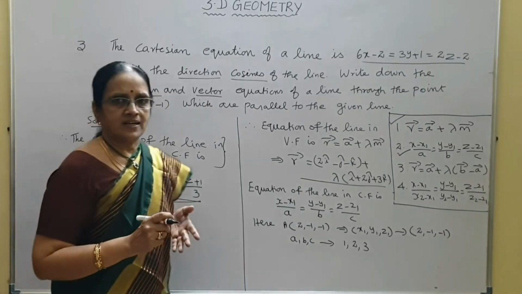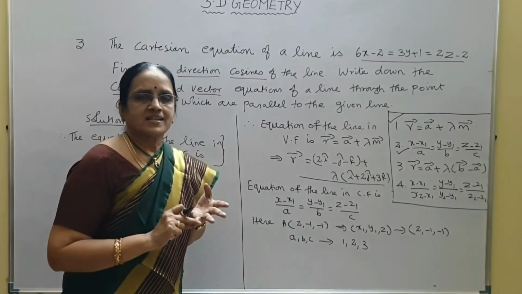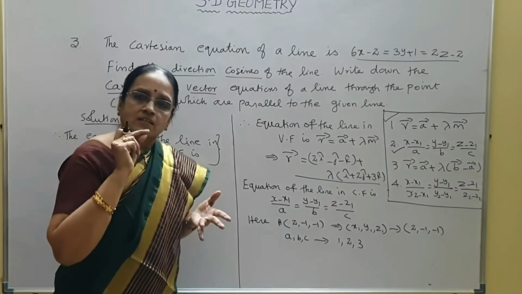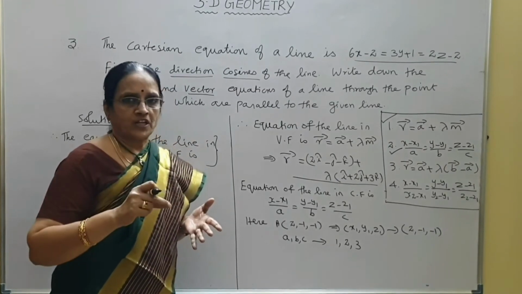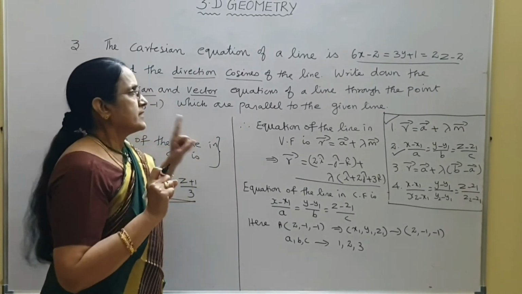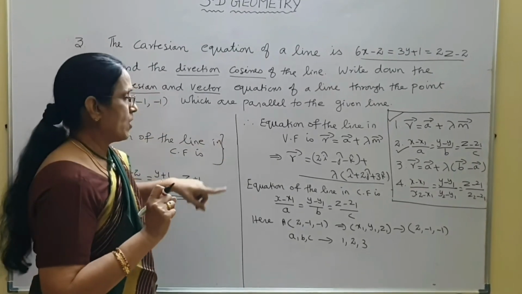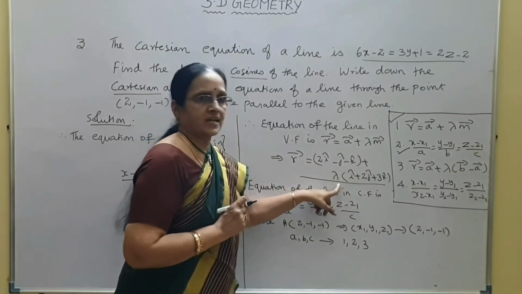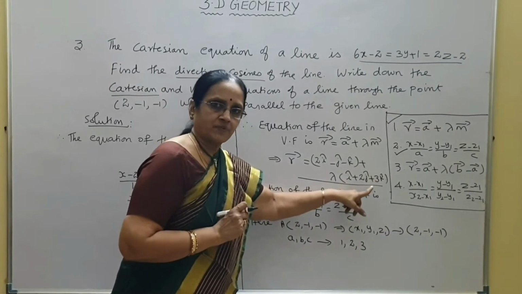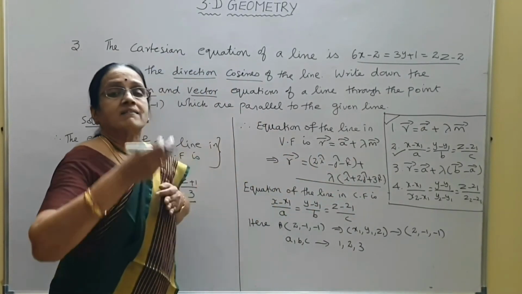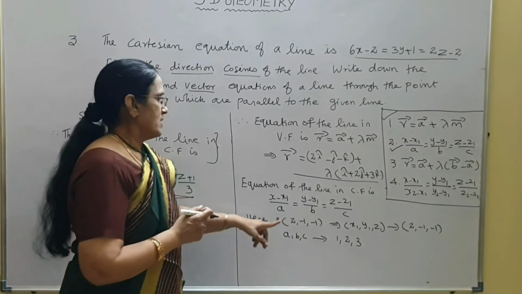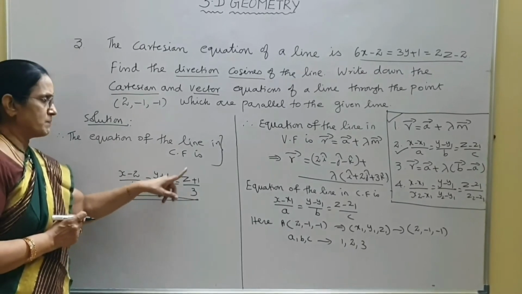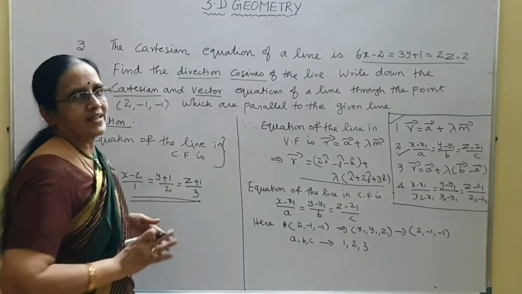Finally, you need to write your answer. The direction cosines of the given line are 1 by root 14, 2 by root 14, 3 by root 14. That is what we got. Then, equation of the line in vector form is r vector is equal to 2i cap minus j cap minus k cap plus lambda times (I cap plus 2j cap plus 3k cap). Whereas, the third part, the equation of the line in Cartesian form is (x minus 2) by 1 is equal to (y plus 1) by 2 is equal to (z plus 1) by 3. So, that will be your final answer.